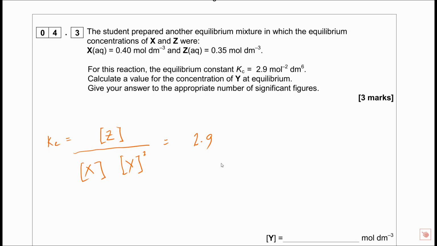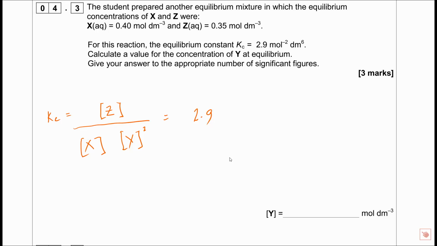So rearrange this. I'd rearrange this first, actually. We're trying to work out Y, and Y is the squared one. So we end up with Y squared is Z staying where it is, X multiplied by Kc. Then we can put some numbers in.